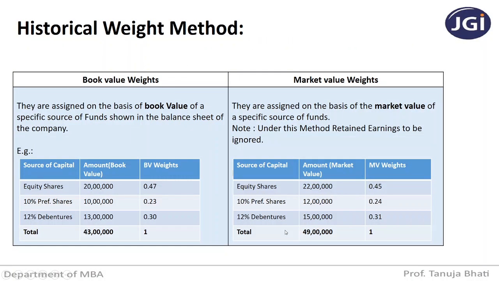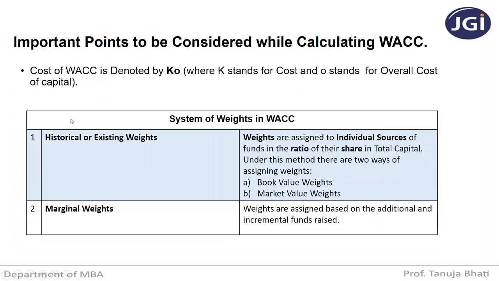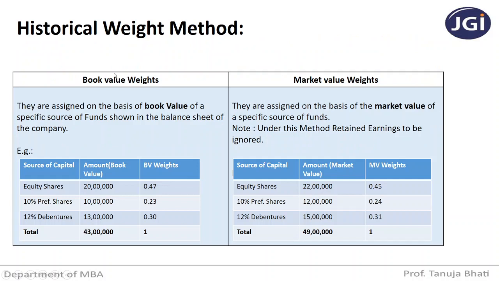Moving ahead, the historical weight method, that is the first one. We are going to see the first one. Now we know that the historical weight method is that each individual source of funds is given a weight based on the proportion or the amount that each individual source has towards the total capital. So there are two ways under the historical weight method, that is book value weights and market value weights. Now what are book value weights? They are assigned on the basis of the book value of a specific source of funds shown in the balance sheet of the company. So under book value weights, the weights are assigned based on the book value of each source of fund which will be available in the balance sheet of the company.